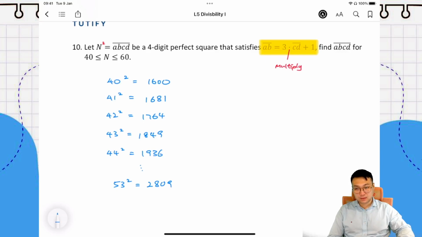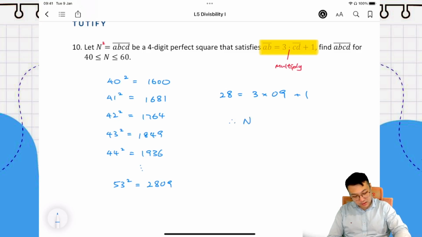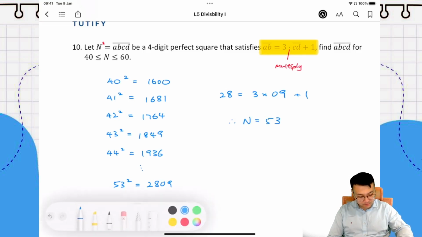Students, do you notice something? If you look at the number 53, you will realize that AB equals 3 times CD plus 1. Do you notice? ABCD: 28 equals 3 times 9 plus 1. Yes, correct. Therefore, n should be 53.